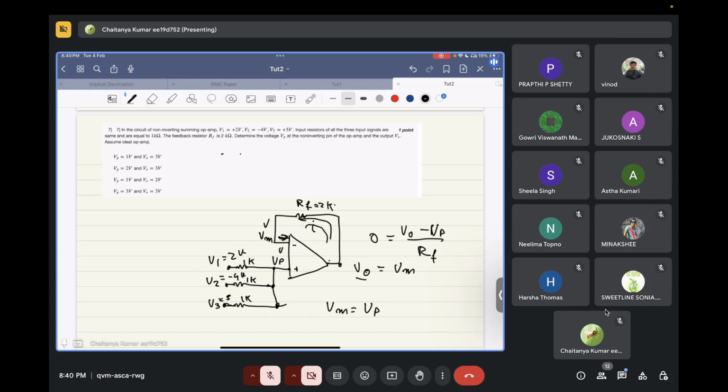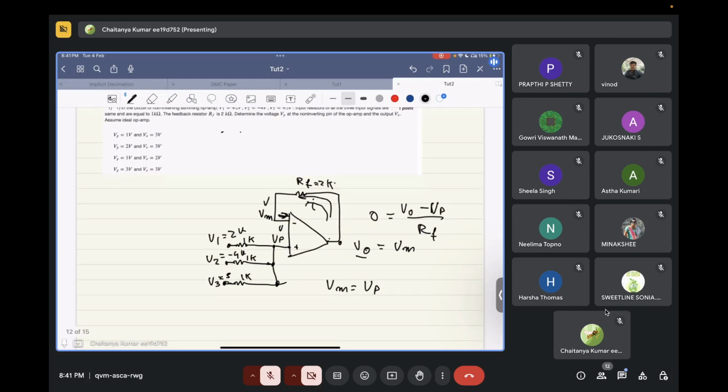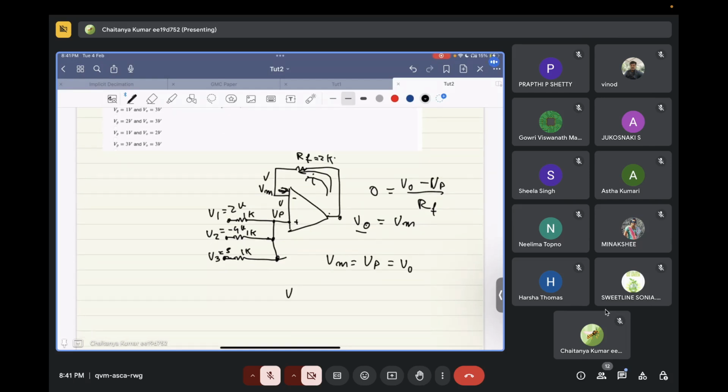If no current is flowing through this resistor, there will be no voltage drop across this resistor. Correct. So basically what we have is Vm is equal to Vp is equal to V naught. Okay. Now what is Vp? How can you find out Vp?